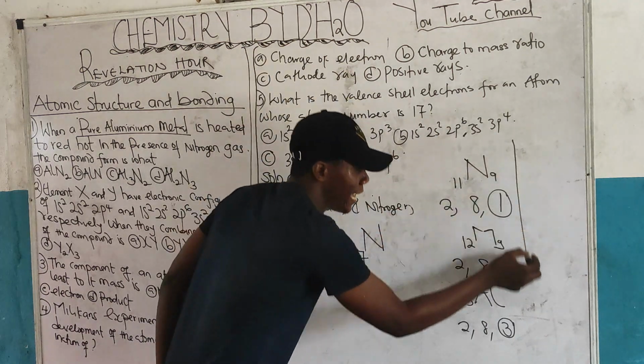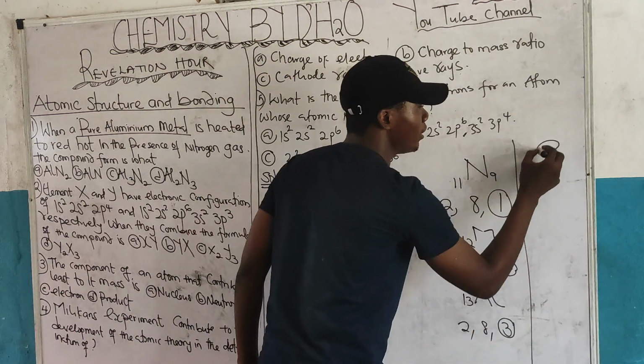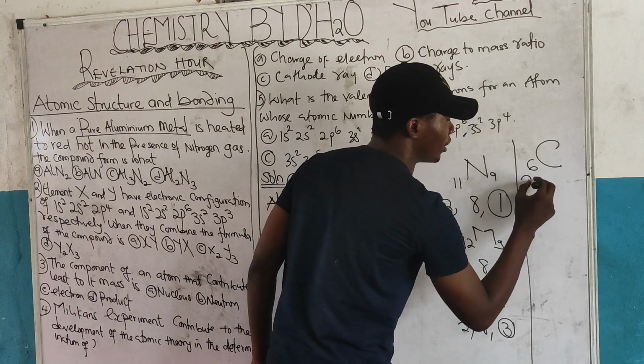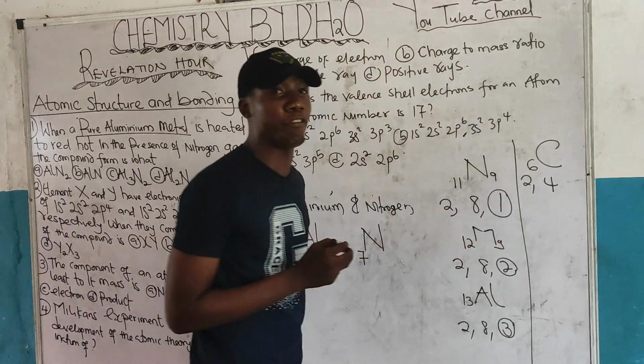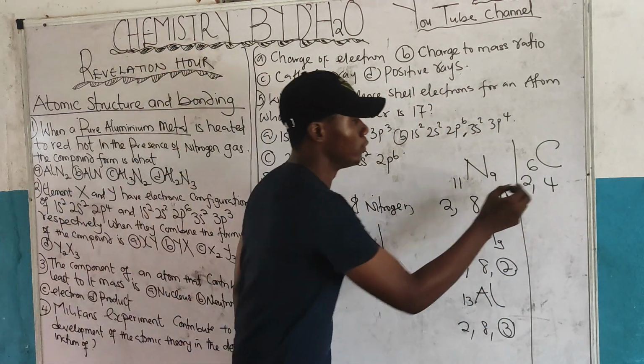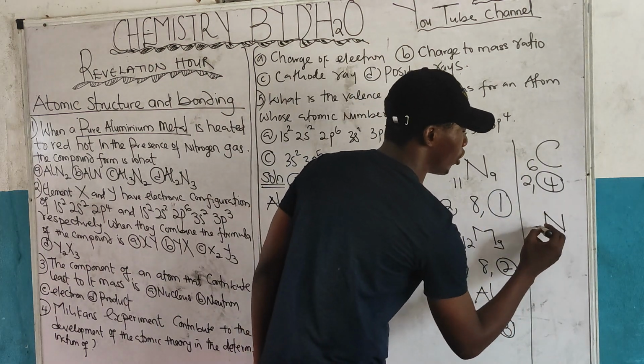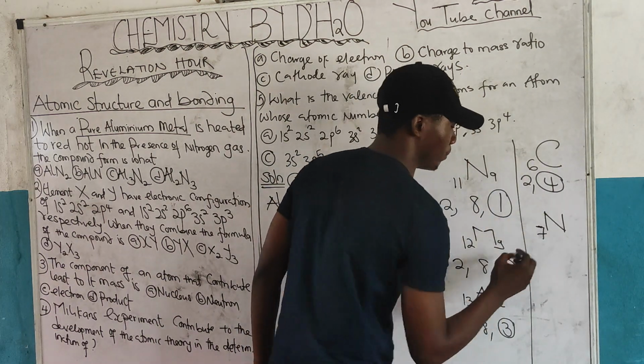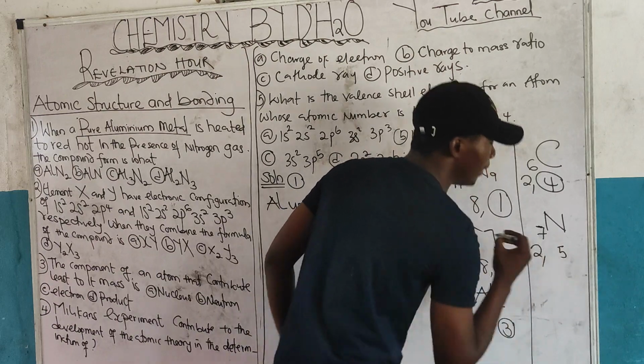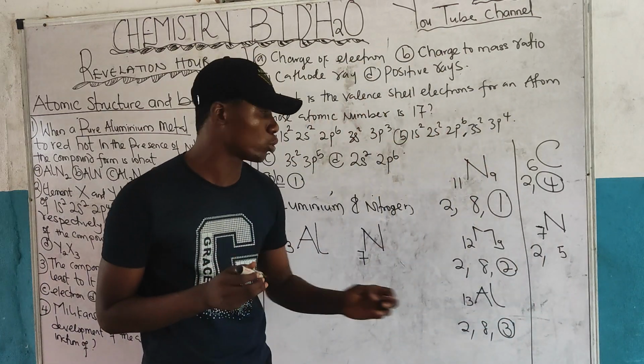Now if I take an element like carbon, carbon is number 6 in the periodic table. That will give us 2, what now? 4. What's the valency of carbon? 4. But if I take an element like nitrogen, which is number 7 on the periodic table, that will give us 2, 5. Is the valency of nitrogen equal to 5?